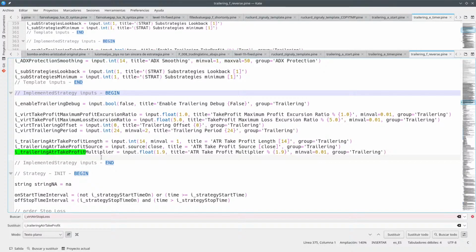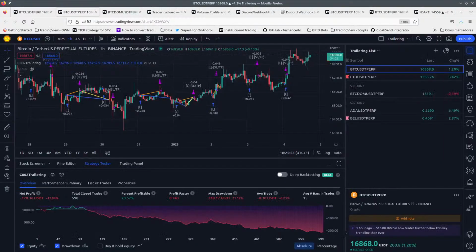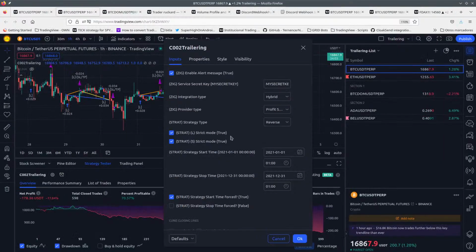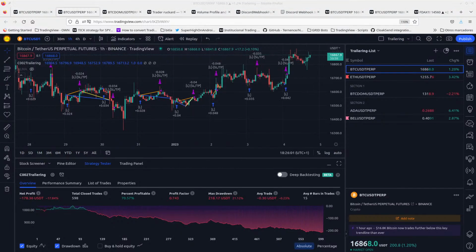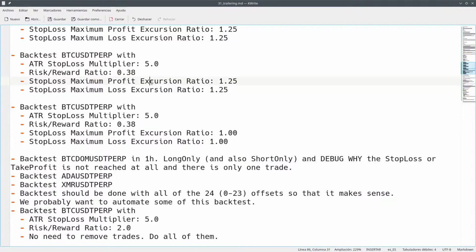Okay, so what more do we need? Is there any setting here that we are usually modifying for the strategy to work? Yeah, this maximum excursion ratio. Which one? 125. I don't know which is the right one.